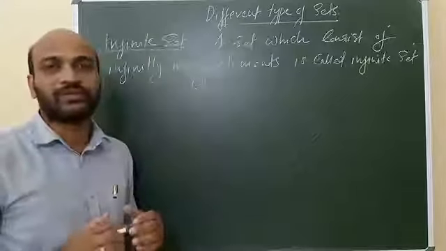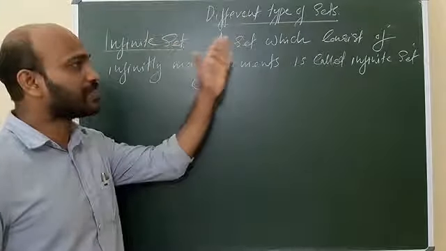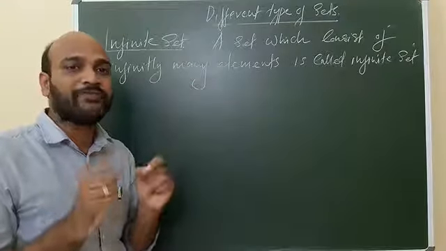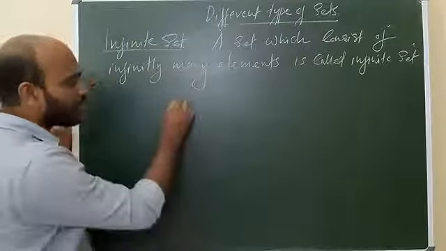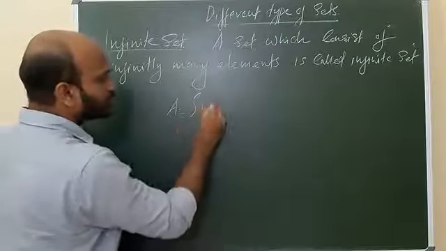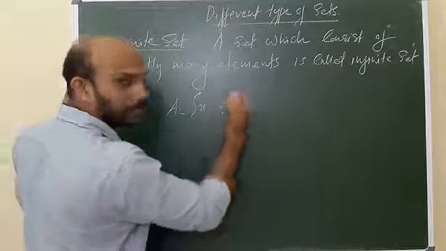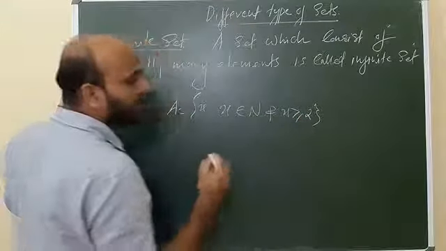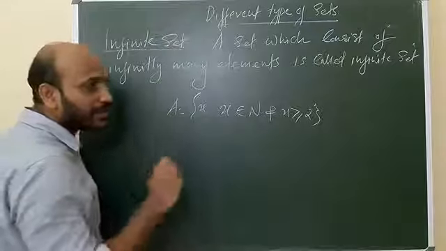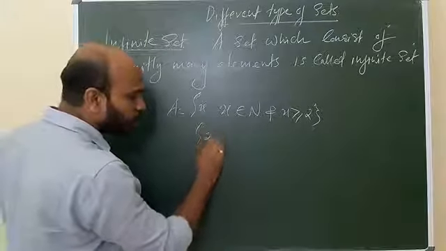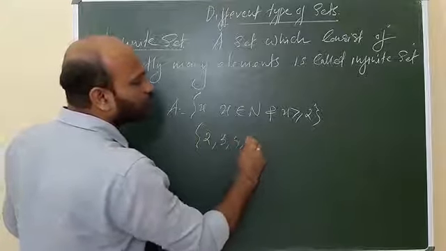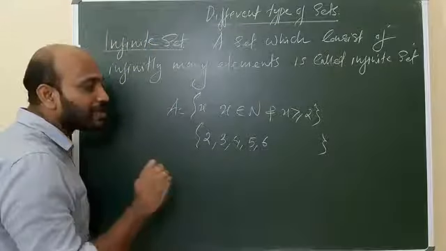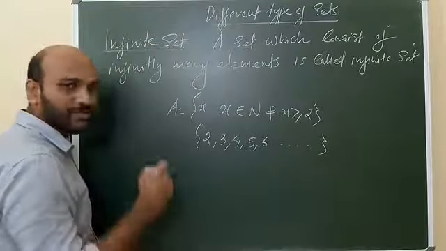Okay. Now the third one, the infinite set. A set which consists of infinitely many elements is called an infinite set. There should be infinitely many elements. For example, A equal to the set of all x, x belongs to N, okay, and x greater than or equal to 2. That means you have to write all natural numbers greater than or equal to 2. So we can write like this: 2, 3, 4, 5, 6, etc. How many elements are there? There are infinitely many elements. So this is an example for an infinite set.